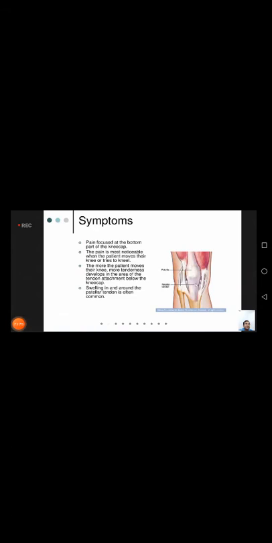The possible symptoms for the knee pain. So it is the pain that is focused around the kneecap, particularly the bottom part of the kneecap. So in the lower portion, below the patella, around the patellar tendon. So pain would be around the patellar tendon area, right? So it is more focused on the lower portion of the patella.